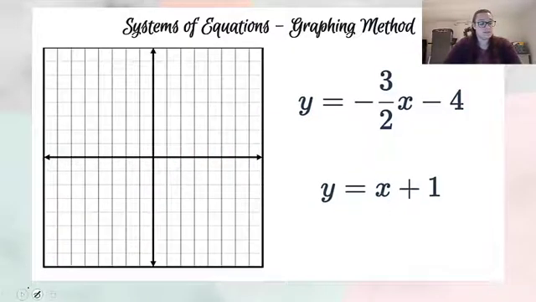Hopefully you're seeing the hang of this. Let's do the next one. This one starts at negative 4. And then it goes down 3, right 2, or up 3, left 2 as well. So let me get my line drawn.